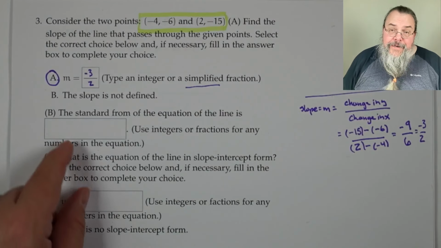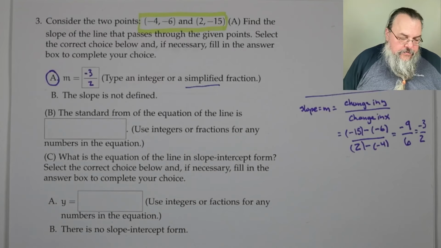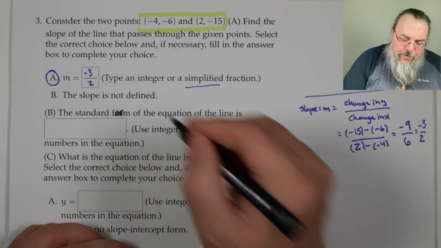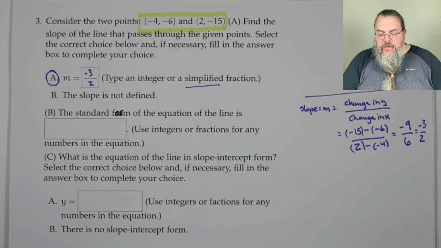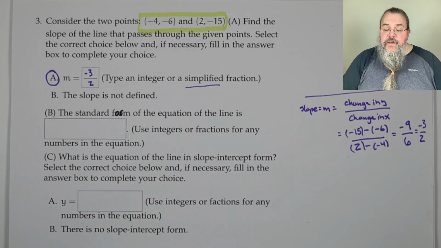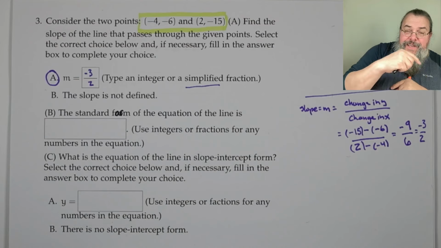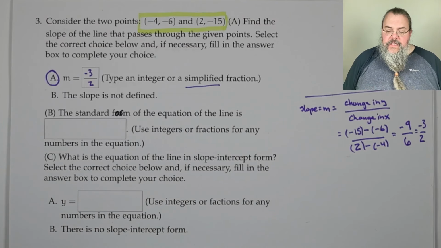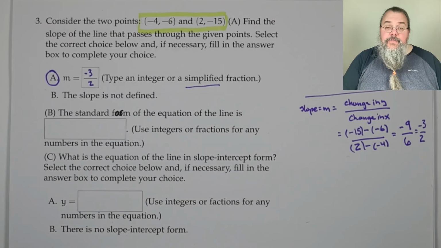All right, so let's look at part B. The standard form, not the standard from, classic typo. The standard form of the equation of the line is blank. And use integers or fractions for any numbers in the equation. Now, before I actually do that one, let me peek ahead. Part C. What is the equation of the line in slope-intercept form? And select the correct choice below, and if necessary, fill in the answer box to complete your choice.